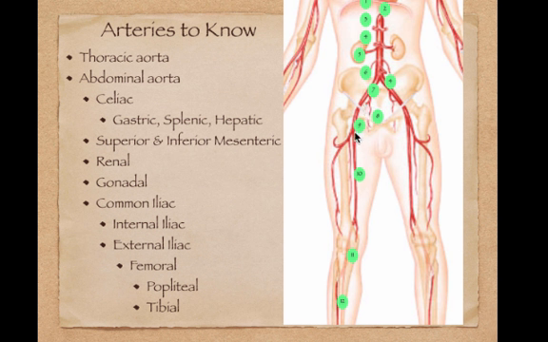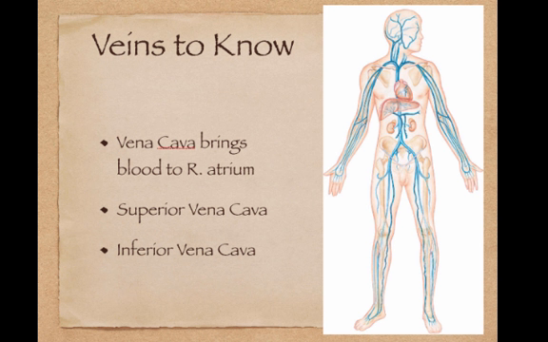External iliac then branches into the femoral artery, which, remember, the bone of the thigh is the femur, the popliteal artery, and that means the knee region, and then the tibial artery, which is that front bone of the shin, the tibia. Next, we'll look at the veins.